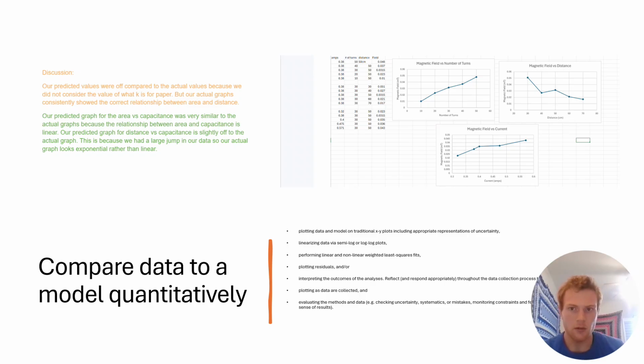And that was literally every single lab, just graphing something, and from that graph, looking at it and figuring out, this is the formula. And so on the left, this is me interpreting our data. I'm in orange. Our predicted values were off compared to our actual values because we did not consider the value of what the K is for the paper. And so I went into why it wasn't matching up with our theoretical values that I calculated in the first section.